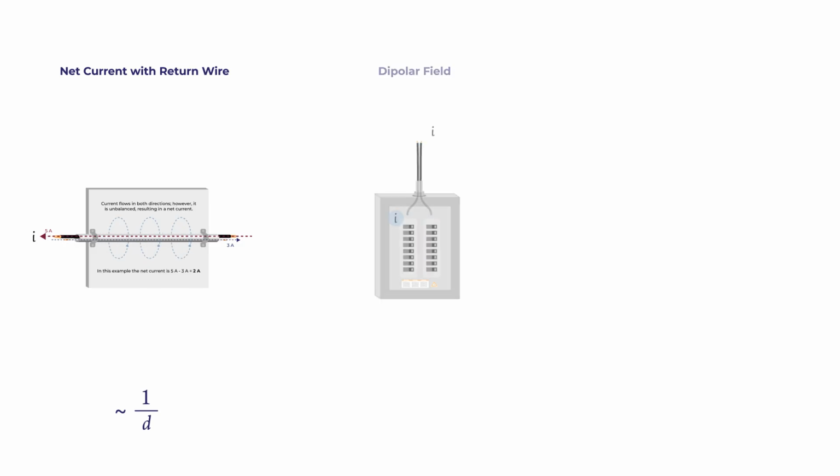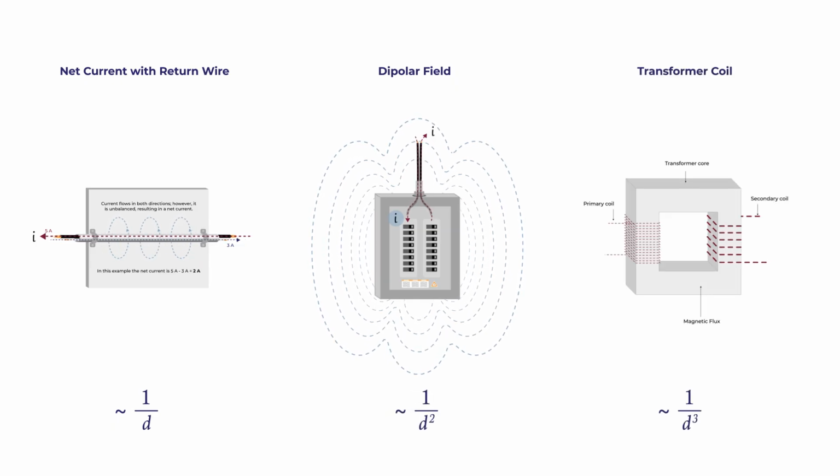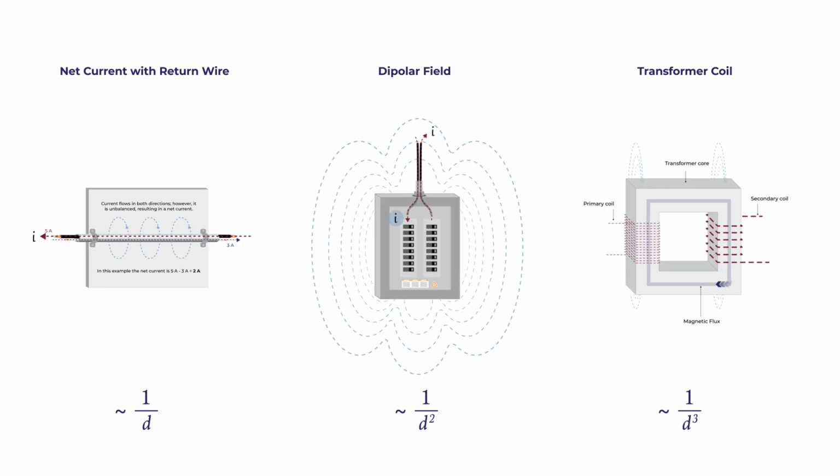A net current generally degrades at roughly one over the distance from the source. The dipolar field, the separation into a branch panel or distribution panel, degrades at roughly one over the distance squared, while a transformer degrades at roughly one over the distance cubed. We've done a lot of analysis and testing in facilities. That's not exactly correct, but it's generally accurate for our discussion today.